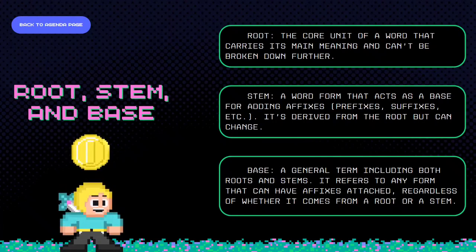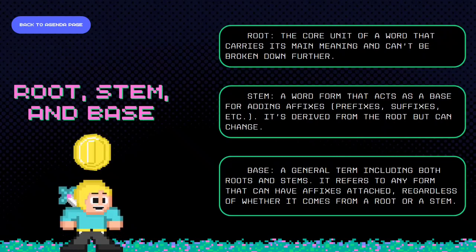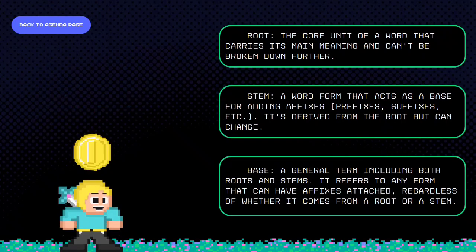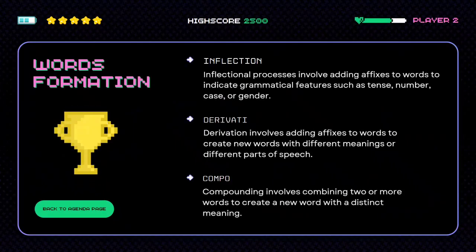Base, a general term including both roots and stems. It refers to any form that can have affixes attached, regardless of whether it comes from a root or a stem. The base can be a root, a stem, or a combination of both. For example, in unhappiness, the base is happy, derived from the stem happy with the prefix un.